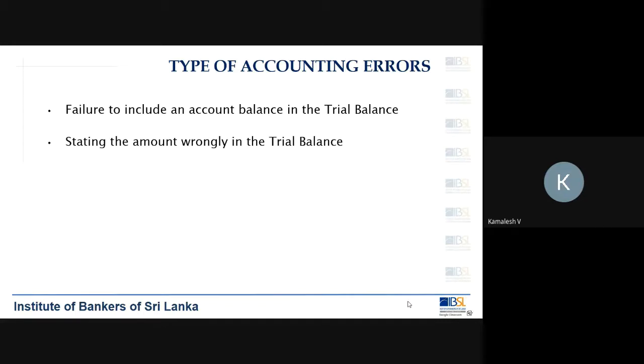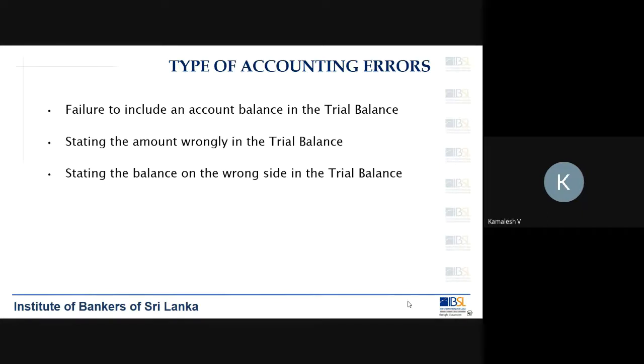Stating the amount wrongly in the trial balance. So the account balance is 65,000. You go and enter it into the trial balance as 56,000. I'm just taking an example. Or you have an account balance in the trial balance of 50,000, and you go and enter it as 5,000. Stating the amount wrongly in the trial balance.